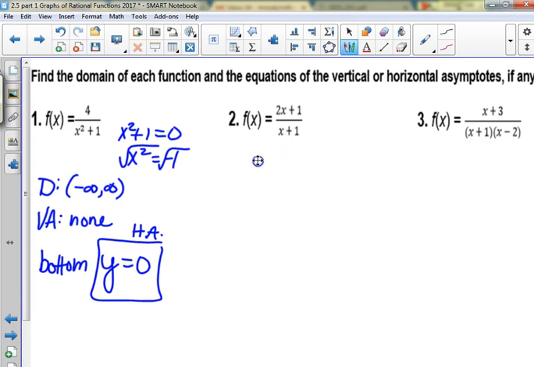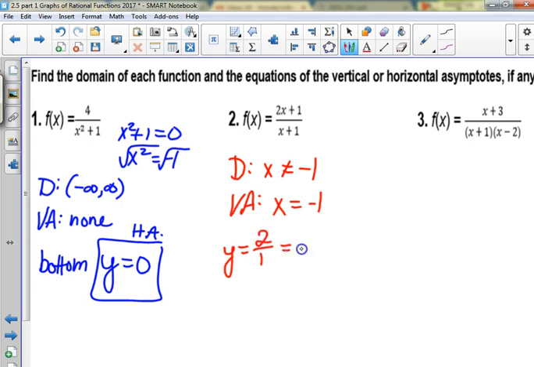Number 2, does the top factor? No. Okay. So the domain restriction is x cannot equal -1, which means there's a vertical asymptote at x equals -1. What about the end behavior? Equal weight? Everybody okay? Okay, so y equals leading coefficient over leading coefficient, or y equals 2. And that's a horizontal asymptote again. Does this have an x and y intercept?